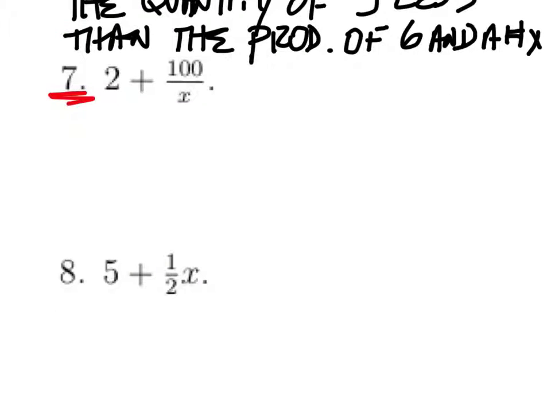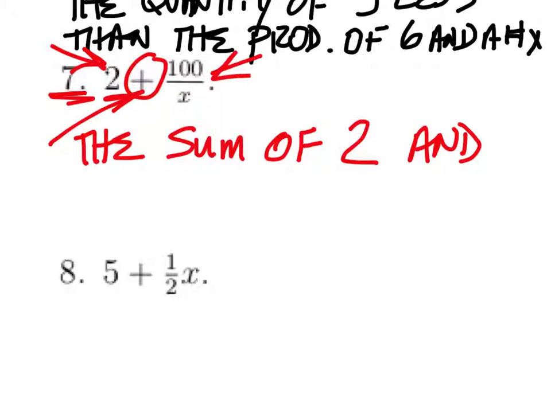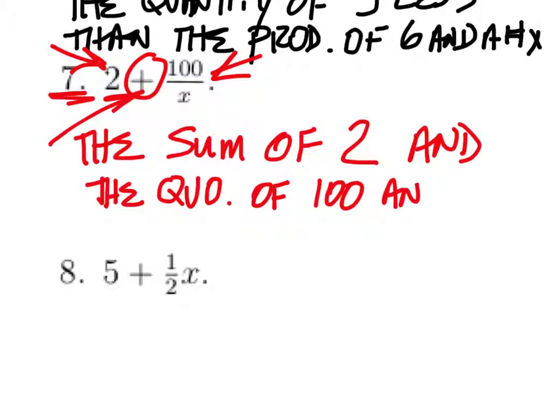On number 7 from the homework, you have a sum, so you should put the sum of to start with, and that signifies this. Now the first thing after it's going to be the first thing that's written. The sum of 2, and signifies, now you're on the right side, the quotient of 100 and a number x.